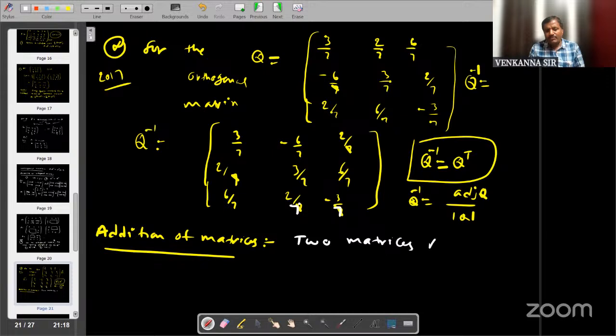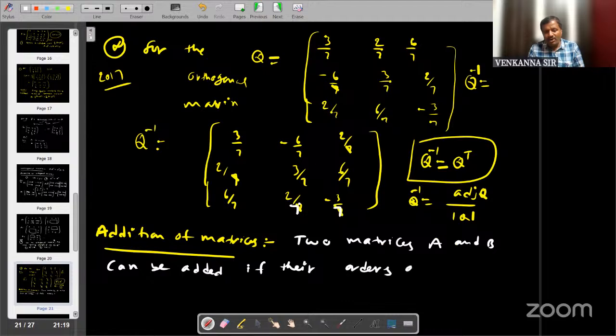Two matrices A and B can be added if their orders are same. If their orders are same, order of A must be equal to order of B, then only matrices can be added. That point is well known to all of you. What are the properties of addition of matrices?